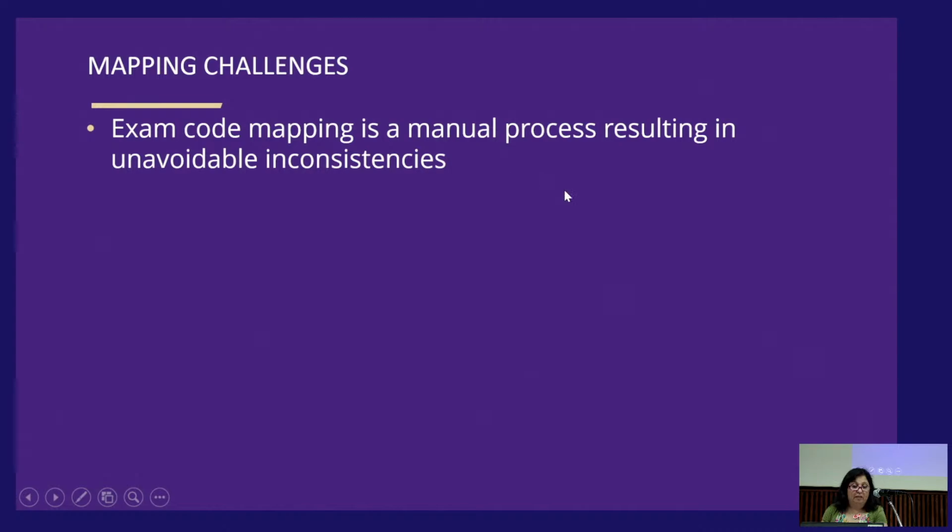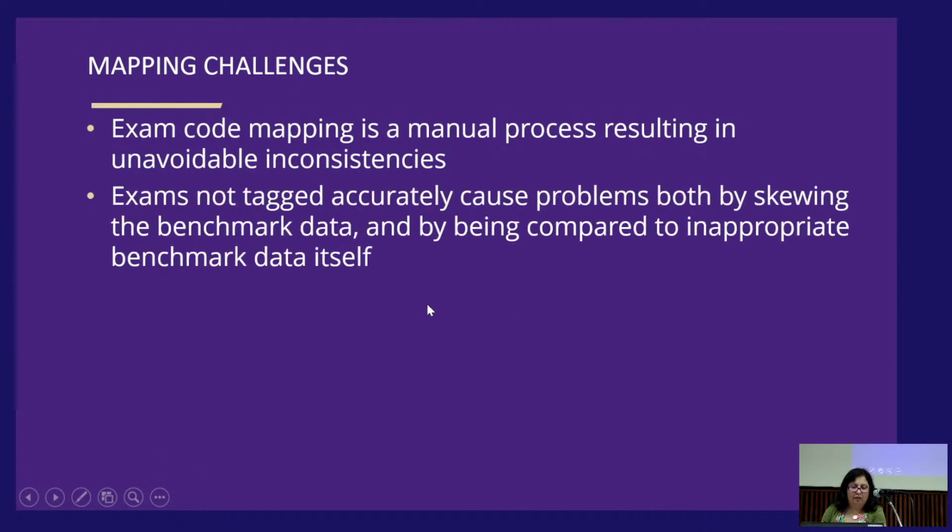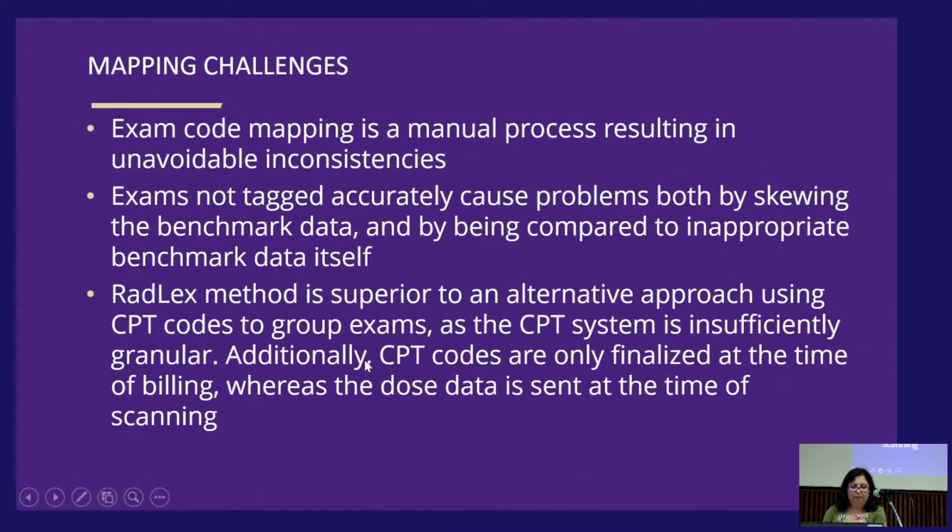As I mentioned, it's a manual process resulting in unavoidable inconsistencies. It's really tedious to do this. When I started doing this in 2011, I sat with my technologist, and we tagged it together, because some things for physicists are very easy to understand, like what a routine head is, but some of them might be a little complex, and you don't know what anatomy is involved or what they're trying to do. And so to tag correctly, you have to sit with your technologist to make sure you're mapping it correctly.